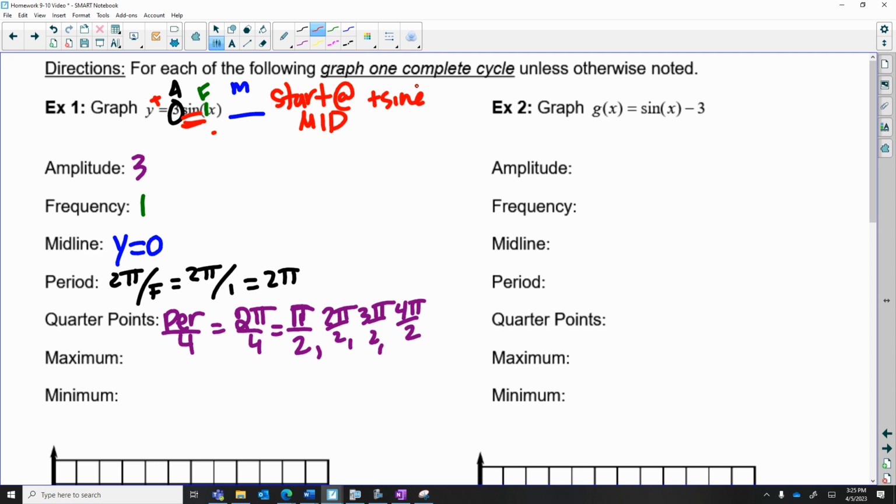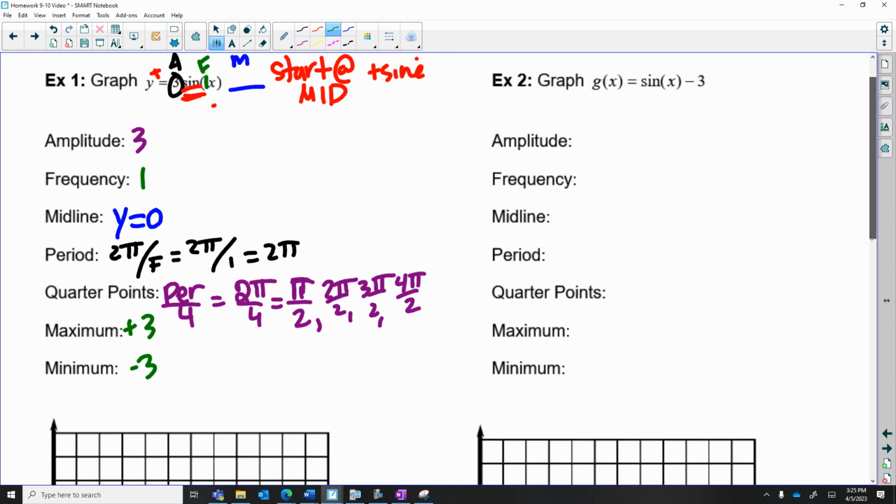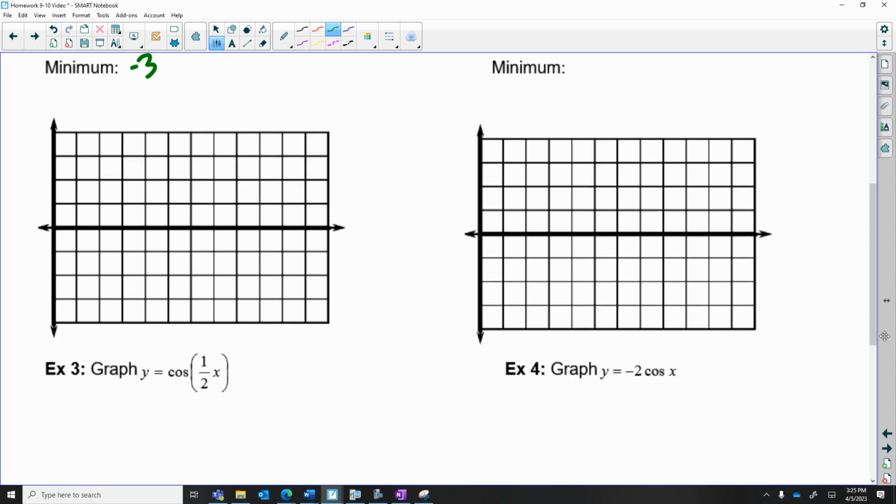Okay, the maximum is going to be the positive 3, and the minimum is going to be negative 3. So now let's go actually graph it. This is the y equals 0, which is going to be our midline. And we're going to go up 3 units and down 3 units from our midline. Up 3 units is going to be a maximum of 3, and down 3 units is going to be a minimum of negative 3. So we have our maximum, our midline, and we have our minimum here.